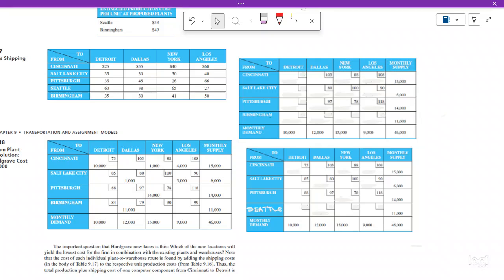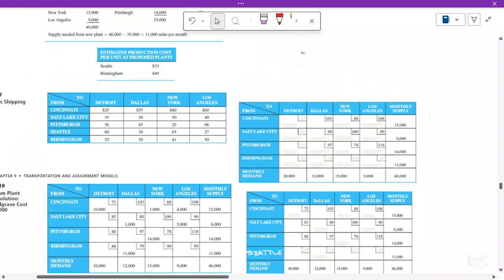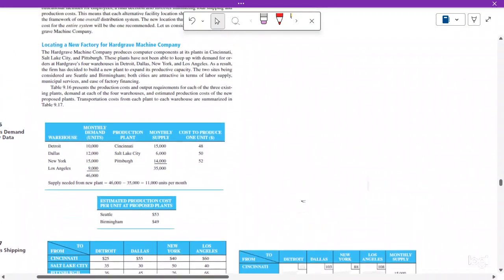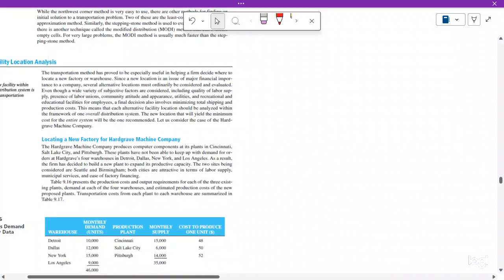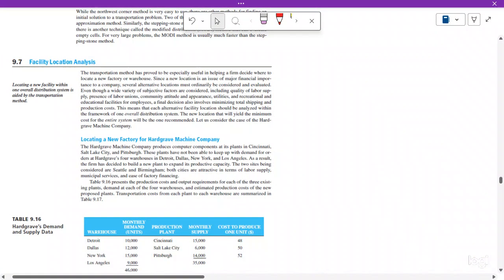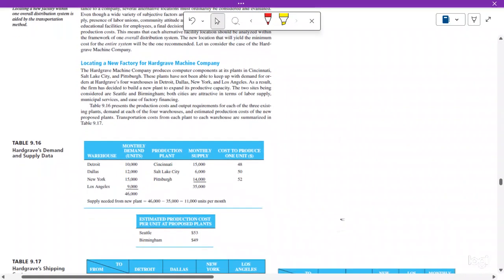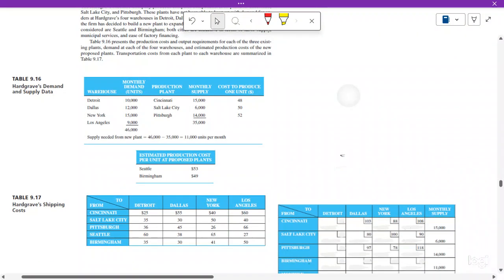Ne? So now, this exercise, Kian, what method are they using here? Facility location analysis. So we are having warehouse. Okay, we are introducing new warehouses, ne? New warehouses. Let's say production plants, which is S.